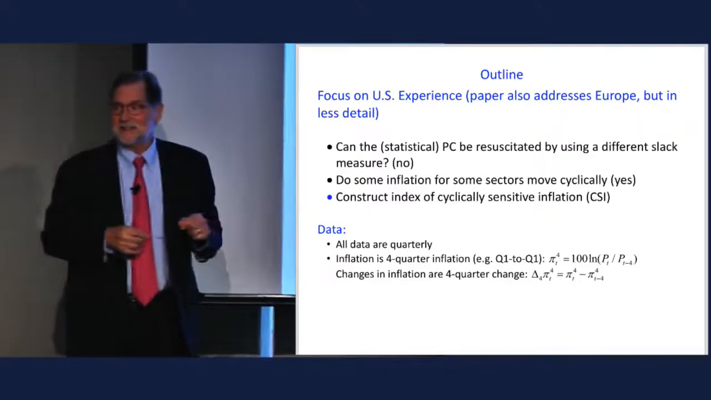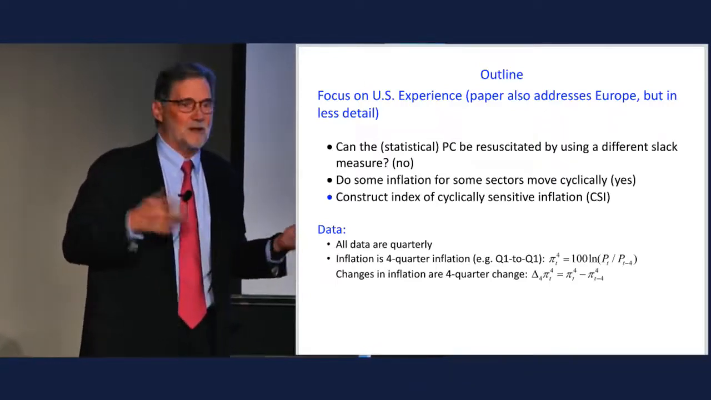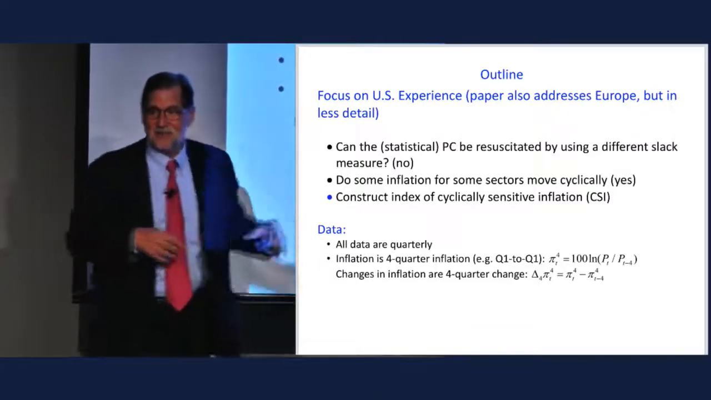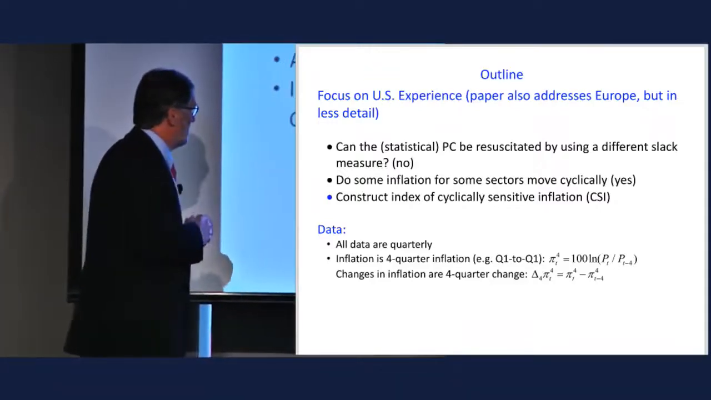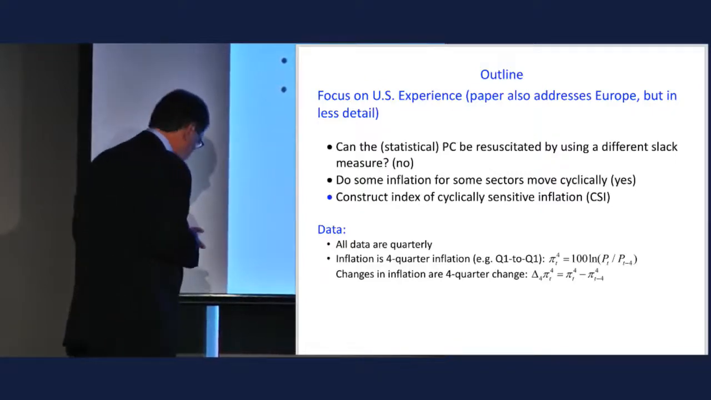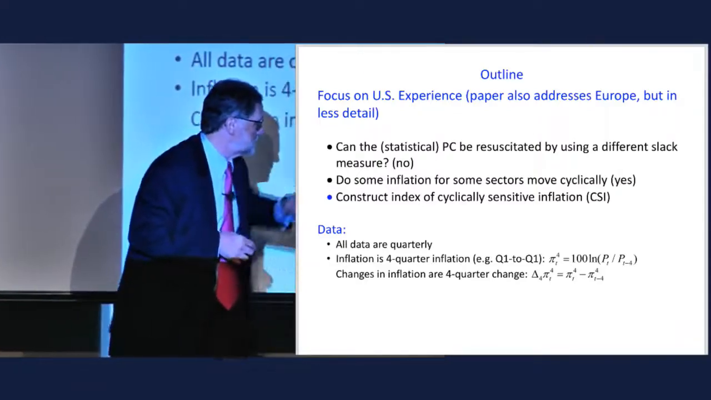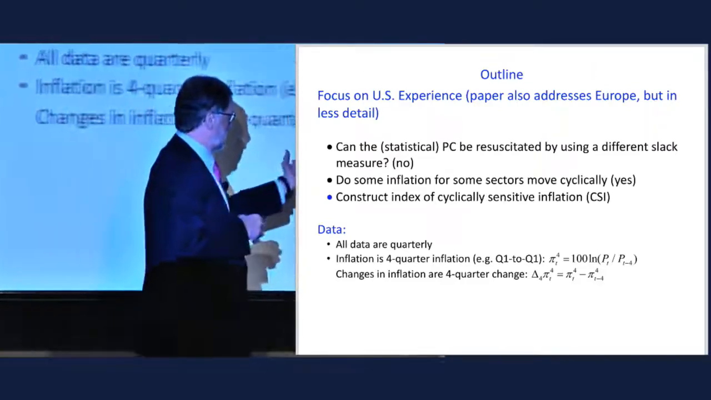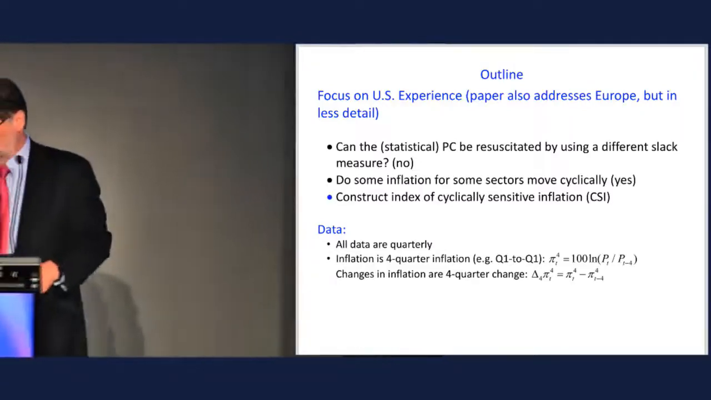And then we'll take these sectors that seem to be pretty highly correlated with activity, and we'll average them. We'll get something that's an index of inflation using these particular sectors that seem to be most highly correlated with real activity. Okay, so the data is quarterly, and we're going to look at four-quarter inflation, so P_t minus P_{t-4}. And then often what we're going to do is first difference this, so we'll look at year-over-year changes. Okay, so those are the data.